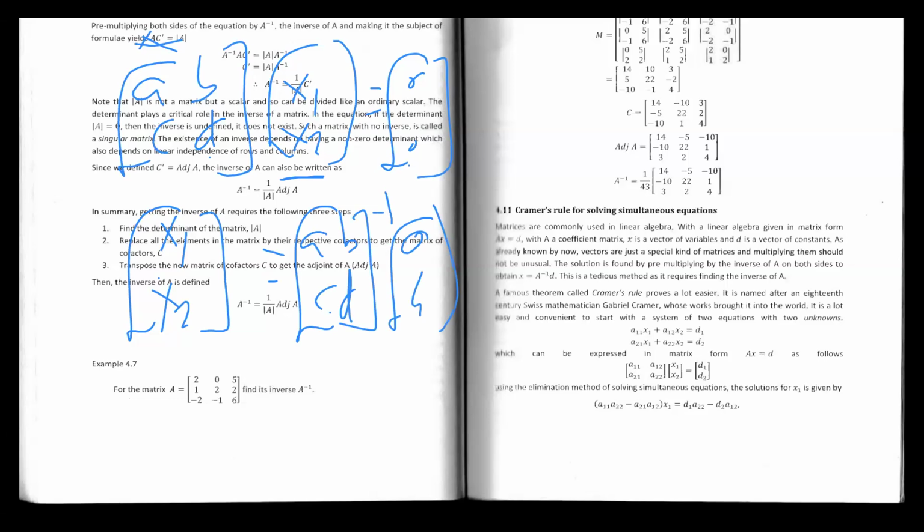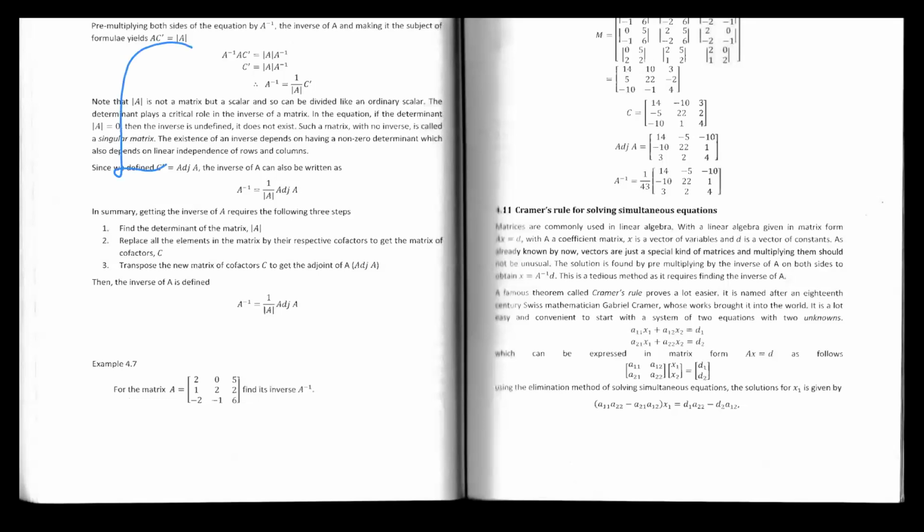So now let's go straight to finding the determinant, inverting the matrix actually. So we have a very interesting matrix. The matrix is 2, 0, 5, 1, 2, 2, negative 2, negative 1, and 6. You should understand this because everything we'll do afterwards will be easier if you remember this. This is our matrix. So the first thing is to find the determinant of this matrix.